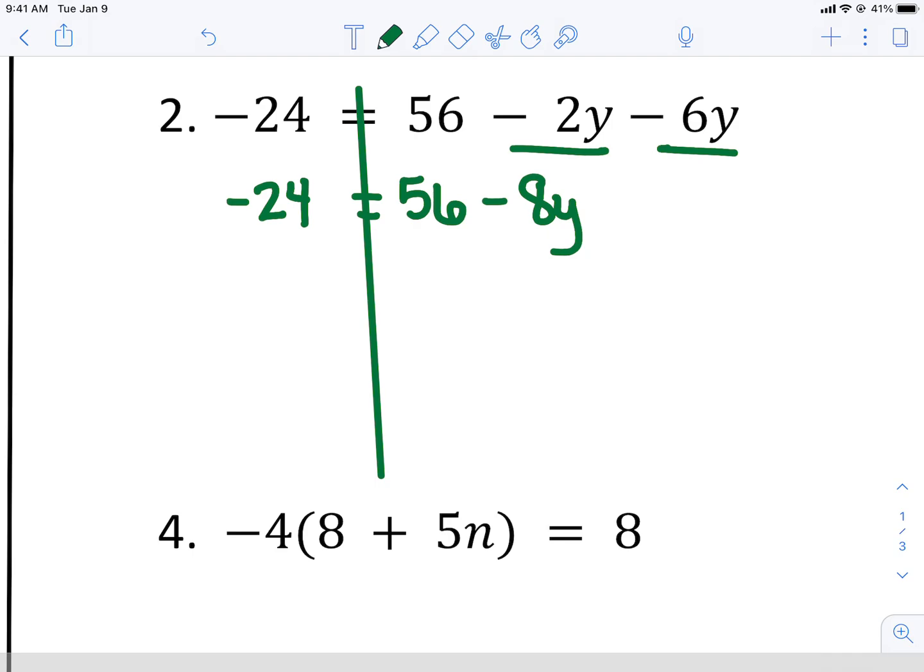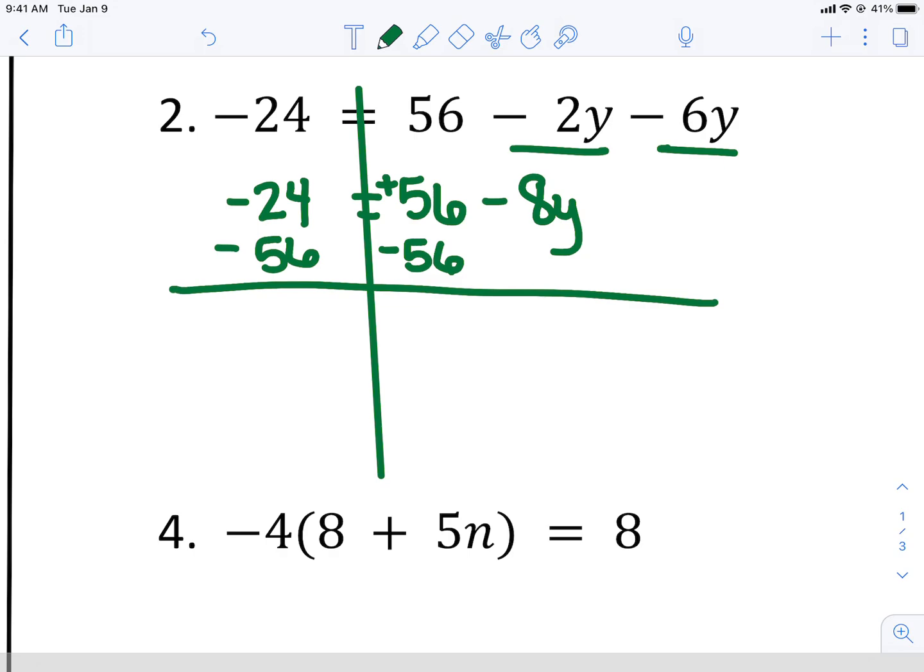I want to move the 56 to the other side. It's currently a positive 56, so to go to the other side, it needs to turn into a negative 56. So negative 24 minus 56 is a negative 80. 56 minus 56 zeroes out, and I'm left with a negative 8y.